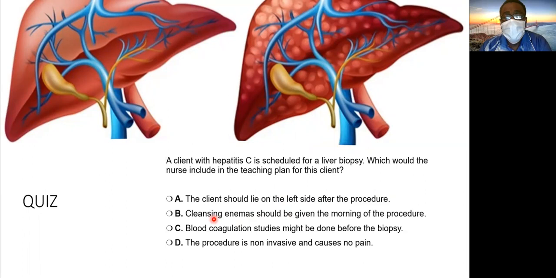And we know that there's a risk of bleeding with liver biopsy. Laboratory tests should be done to determine any problems with coagulation before the biopsy. So I'll go with answer option C, because we know bleeding is a very, very high risk. All other answer options, A, B, and D, are incorrect.